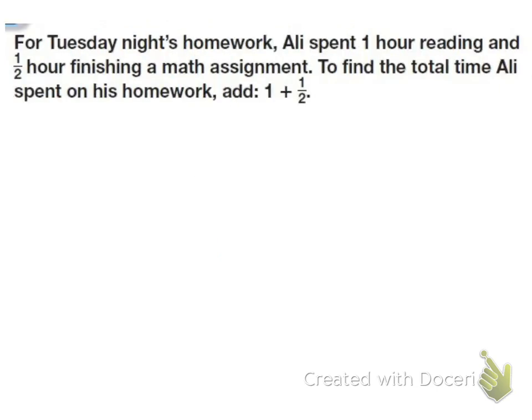For Tuesday night's homework, Allie spent 1 hour reading and 1/2 hour finishing a math assignment. To find the total time Allie spent on his homework, add 1 plus 1/2. Okay, so we add the whole numbers and fractions together. Since I have no fraction to add to the 1/2 and no whole number to add to the 1, that means I just combine this together into a mixed number. So I end up having 1 and 1/2 hours.